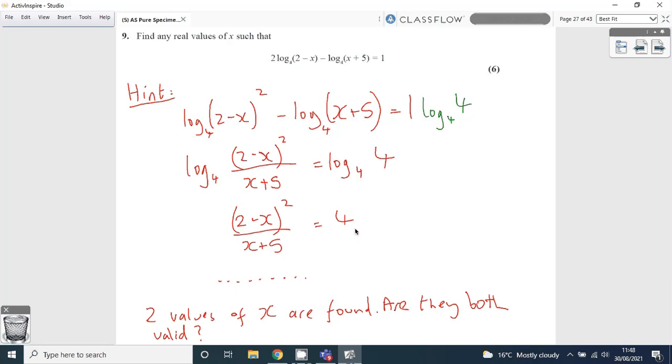and then it's just normal algebra to solve that quadratic. Now you're going to get two solutions because it's a quadratic, and you've just got to then think about, are both those values of x valid? One of them might not be.